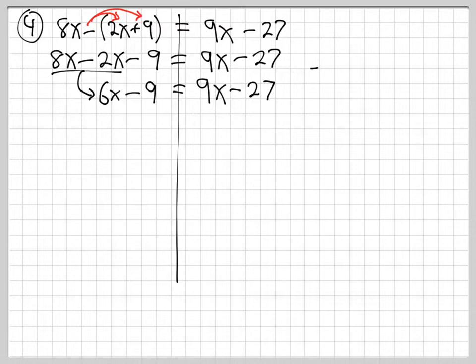Notice these two x's were on the same side. So they just combined together, didn't they? Just 8x minus 2x, 6x. No big deal. But these x's are now on opposite sides of the wall, aren't they? It's really important that you're looking at it that way. That equal sign is a wall of separation. Left side, right side. So when they're opposite sides, you got to get rid of the lower one.